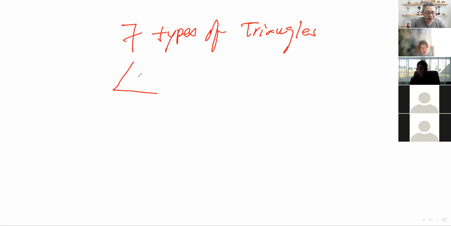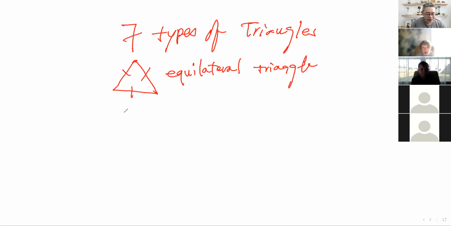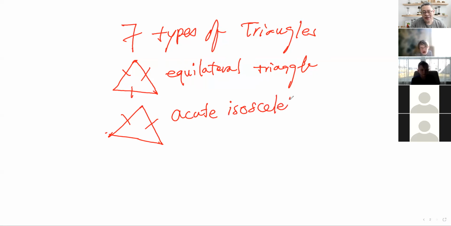Okay, so we've got equilateral, where all three sides are the same. Equilateral triangle. And we also have isosceles. Then we've got three kinds of isosceles. We could have isosceles where all the angles are acute, so it's called an acute isosceles triangle.